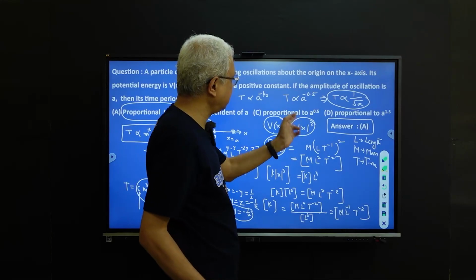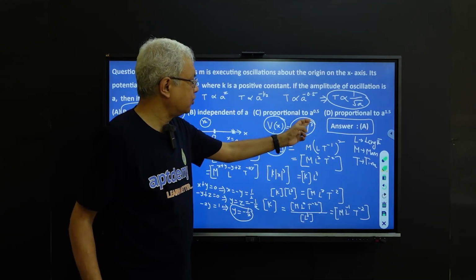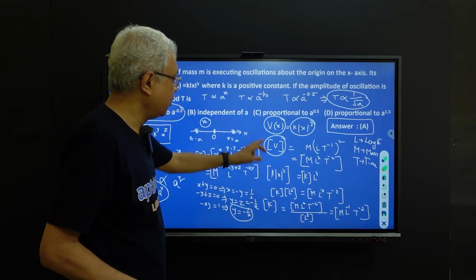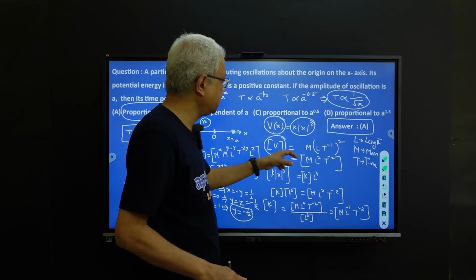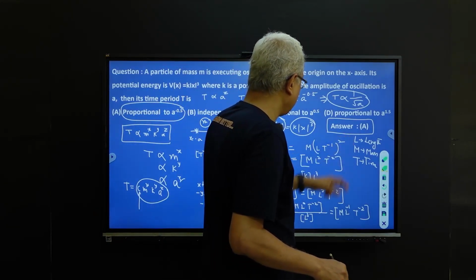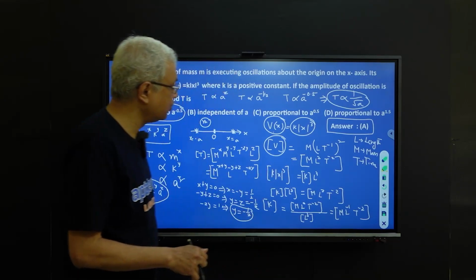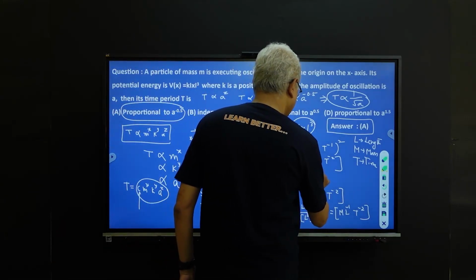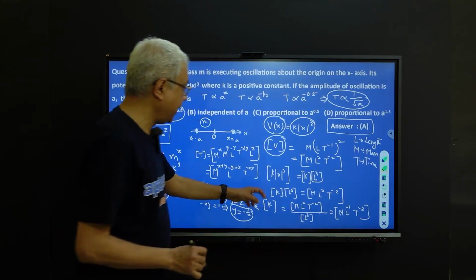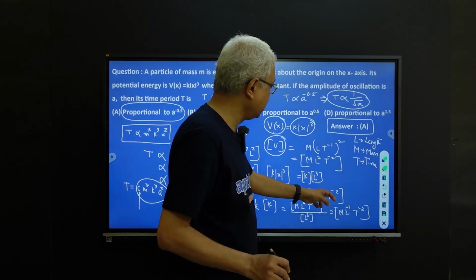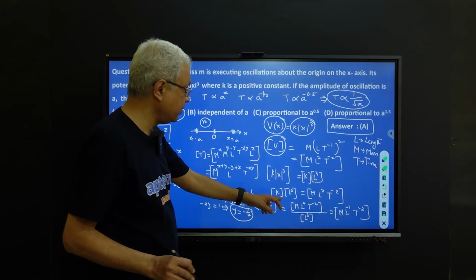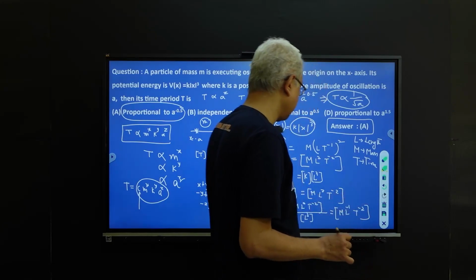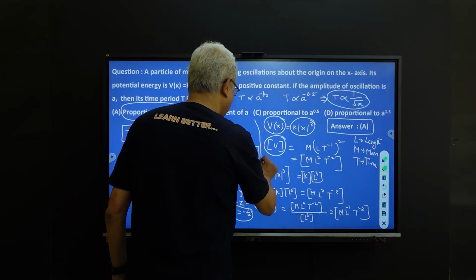Simple thing is, potential energy is given by V(x) equal to k mod x cube. So the dimension of V(x) should be equal to the dimension of k mod x cube. From this, the dimension of energy is M L to the power 2 T to the power minus 2, and the dimension of k x cube is the dimension of k multiplied by L cube. So k L cube must be equal to M L to the power 2 T to the power minus 2. So the dimension of k will be M L square T to the power minus 2 by L cube, which is M L to the power minus 1 T to the power minus 2. So this part we have done.